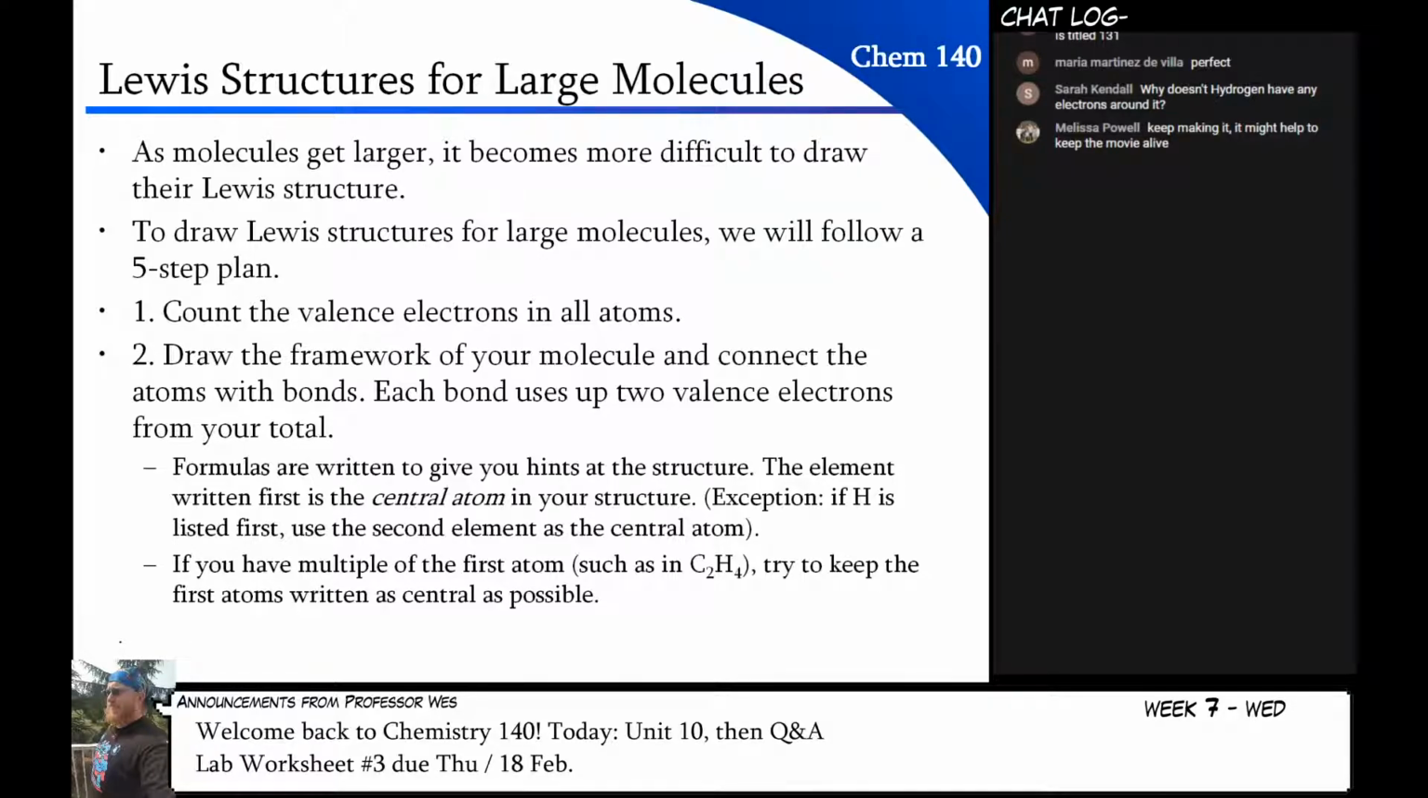Now, when I give you a formula, the formula is written to give you a hint about how it's constructed. The first atom that is written is going to be the central atom in your structure. The only exception is H. H can never be the first or the central atom. It can be first if it's an acid, but that's a special definition. If H is listed first, the second element is the central atom. So if I give you CO2, draw C with a bunch of O's surrounding it. If I give you NO3, draw N in the middle and then the O's around it.